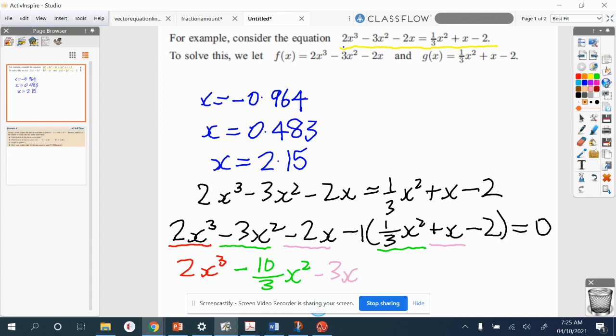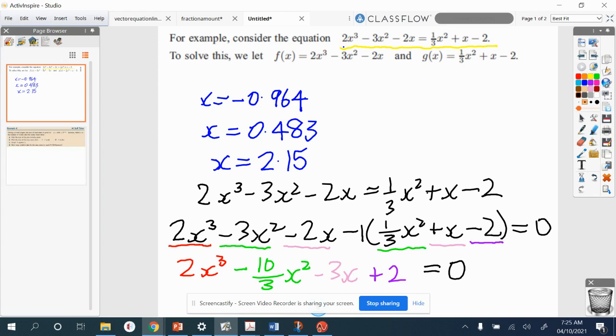And then last bit, I've got my minus 2, but I mustn't forget it's being times by the minus 1 here. So minus 1 times minus 2 is actually plus 2. And that is equal to 0. So this way of doing it, you're more prone, I think, to make careless mistakes. But it is an option.